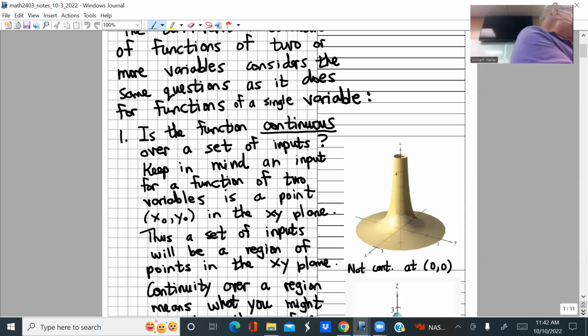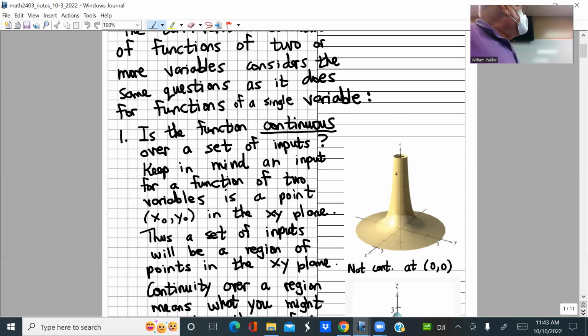It won't just be an interval on the x-axis, which is how you ask about it in Calculus 1. Instead, we'll be asking about continuity over a region in the xy plane, because the set of inputs for two variable functions is going to be a set of points in the xy plane. So here's an easy picture of some function.